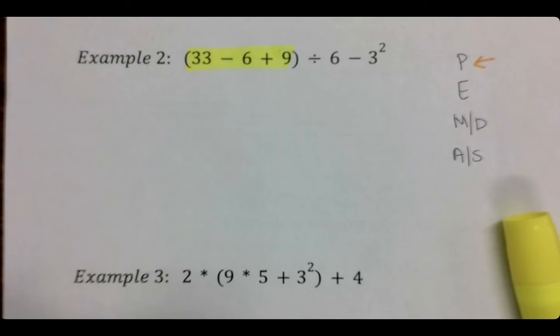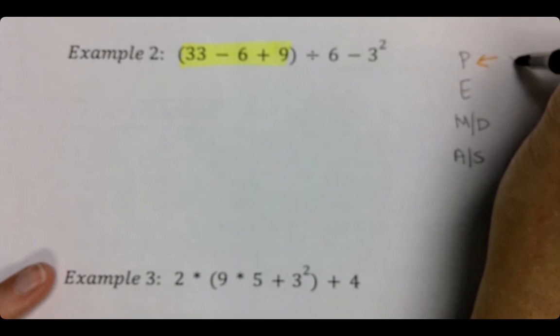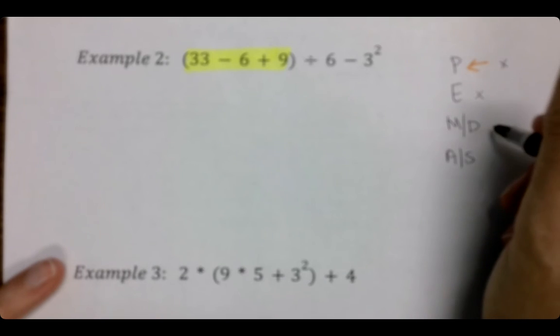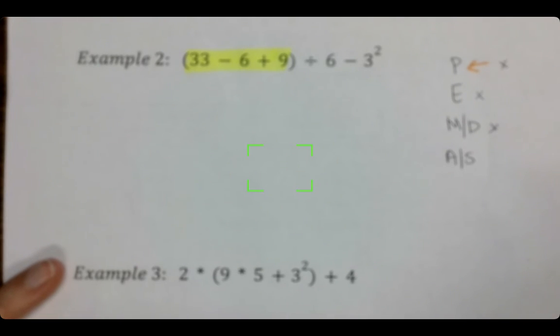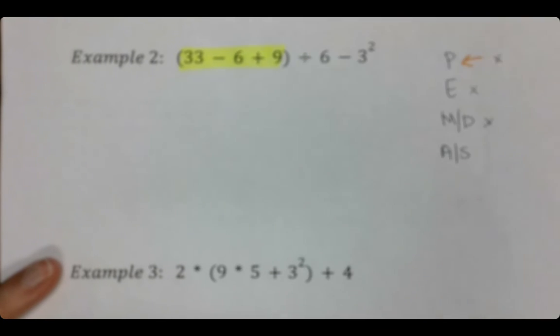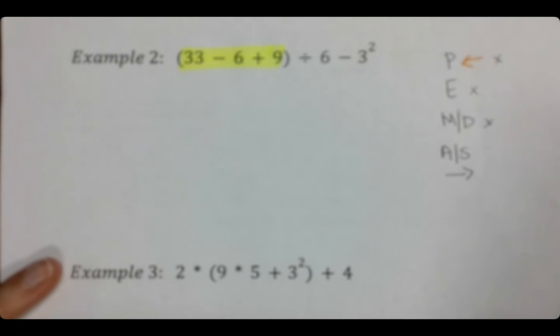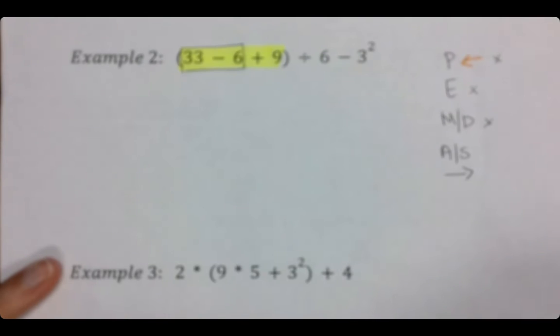So inside that, we basically have to start over again. Are there any other parentheses inside? No. Are there any exponents inside? No. Is there multiplication and division inside? No. Is there addition and subtraction inside? Yes. And so remember, addition and subtraction are going to go left to right. So we're going to do 33 minus 6 first.